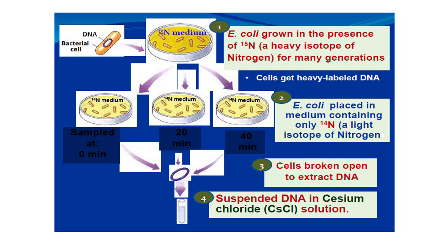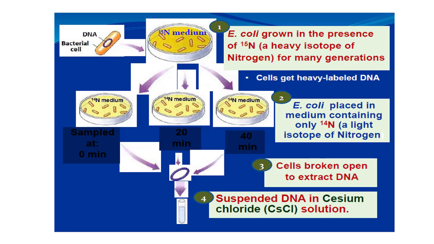In this experiment, the bacterium E. coli was grown in a medium containing the N15 isotope, which is a heavy isotope. So during DNA synthesis, it takes up the nitrogen source as N15. In the first generation it grows in the medium of N15. Then the same E. coli bacteria were transferred to another medium which does not contain N15 but contains the N14 isotope, which is the lighter isotope.